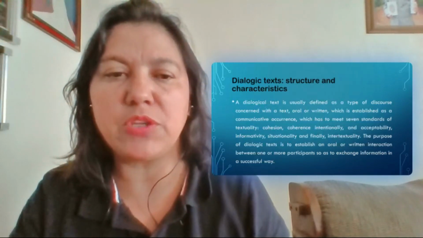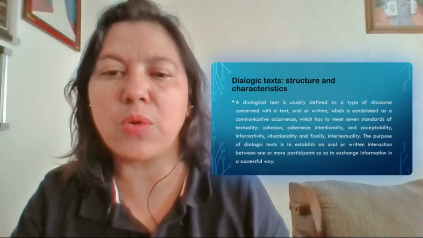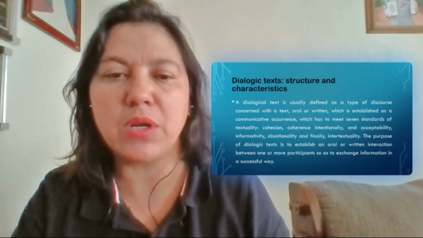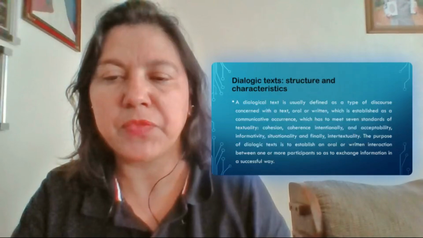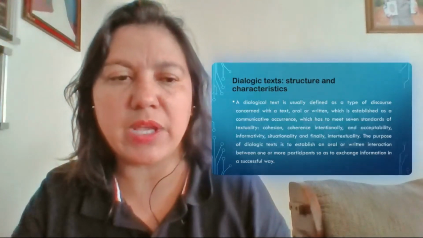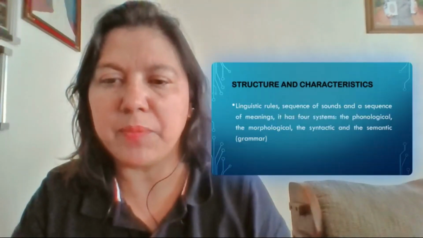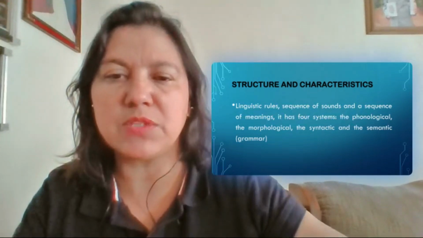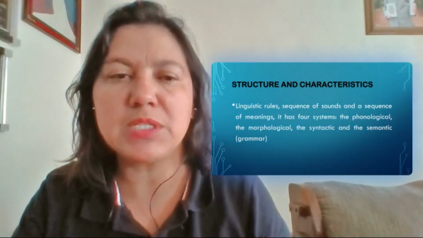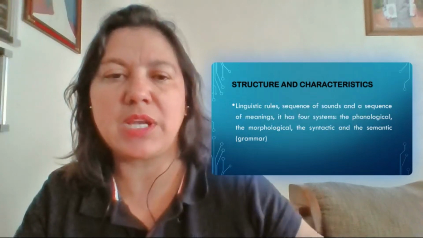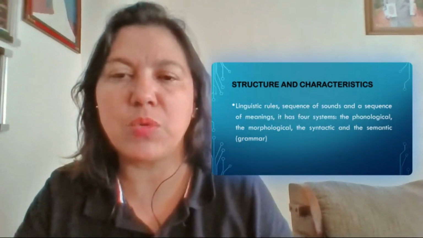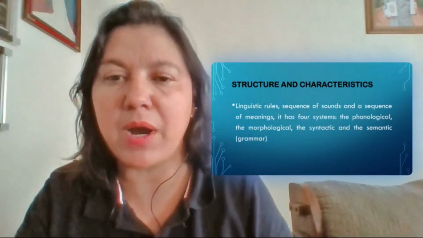The purpose of dialogic text is to establish an oral or written interaction between one or more participants so as to exchange information in a successful way. Well, what is the structure and characteristic for this? Well, the linguistic rules, sequence of sounds, and a sequence of meanings, it has four systems: the phonological, morphological, syntactic, and semantic, which is related to grammar parts.